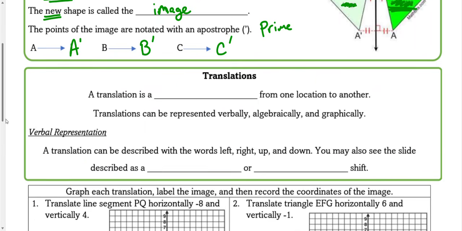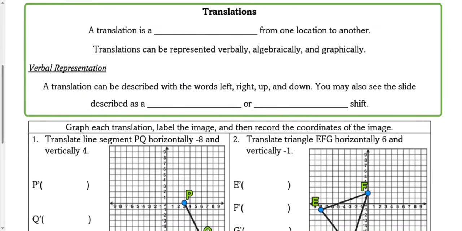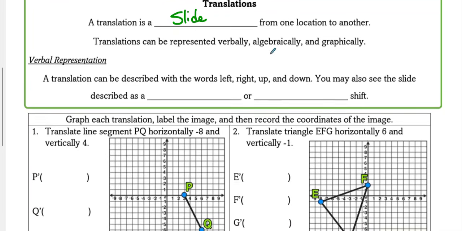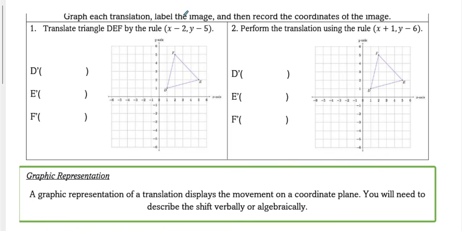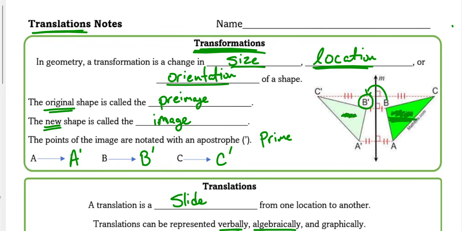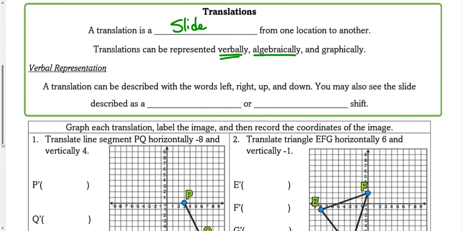All right, so let's get into our first one, which is called a translation. Translation is a slide from one location to another. You'll see that the pre-image just slides across the graph. We can represent this in three different ways. Verbally, just writing it in words. Algebraically, which is going to look like this. That's telling us what we're doing to the coordinates. And then graphically, that's the picture on the coordinate plane. So we have those three different ways to represent the exact same thing. Any of those three can be used. You really just have to read the instructions and see what we're looking for.